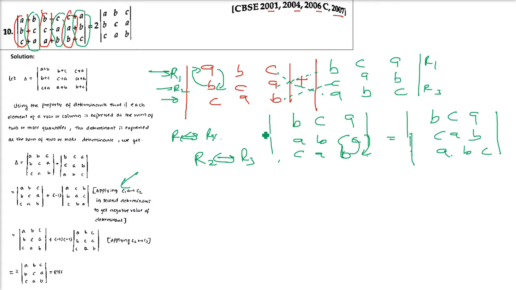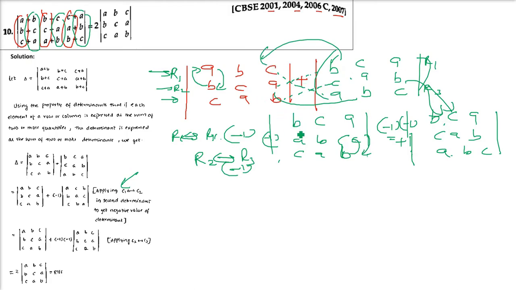What do you see here? First row change, minus sign. Second row change, again minus sign. So minus minus becomes plus. Now we have this matrix and this matrix exactly the same. These two matrices are exactly the same. So it will be simply twice of ABC, BCA, CAB.